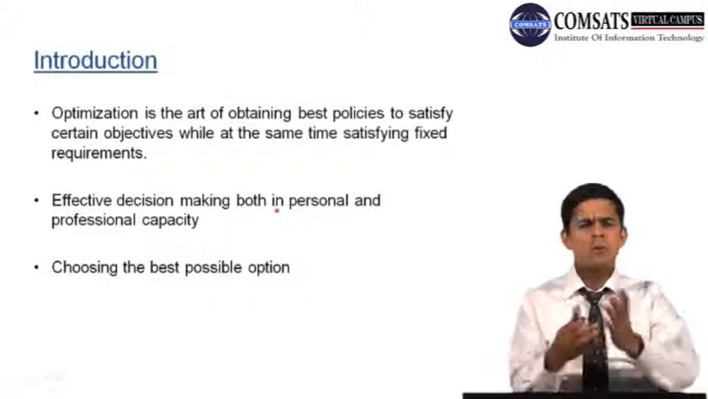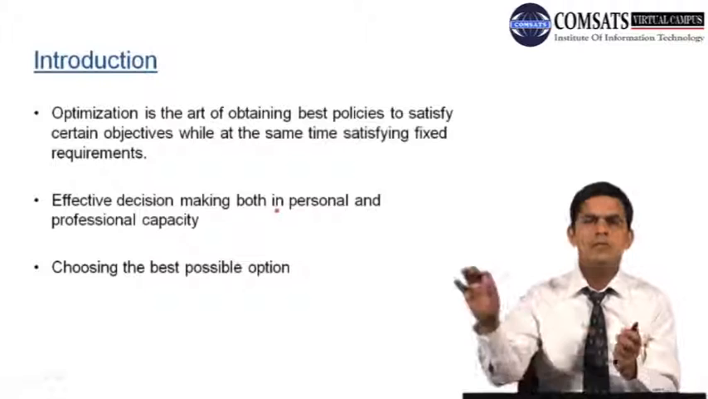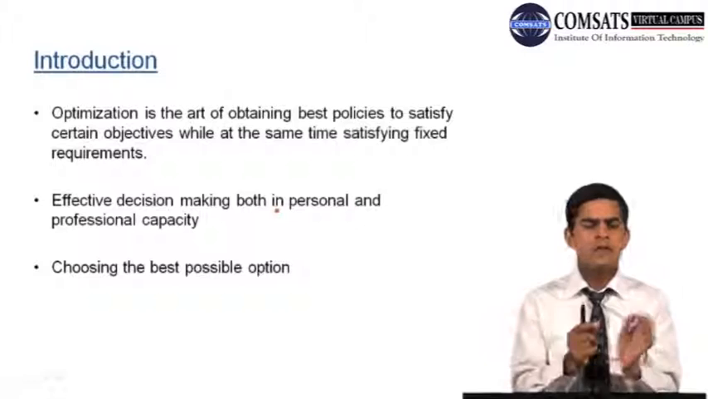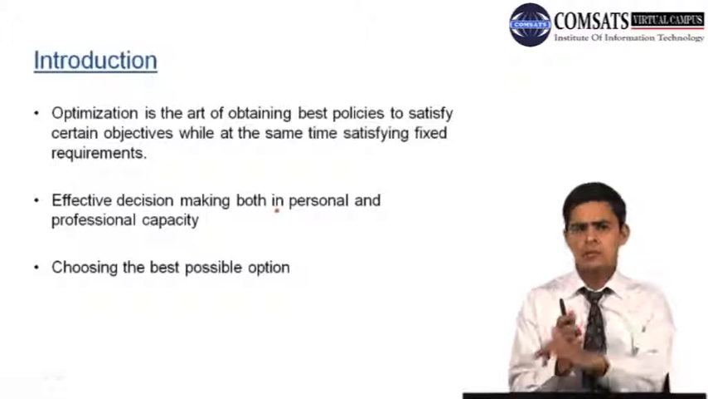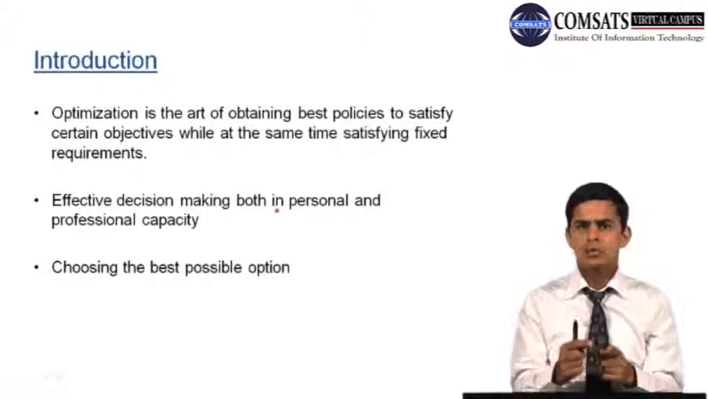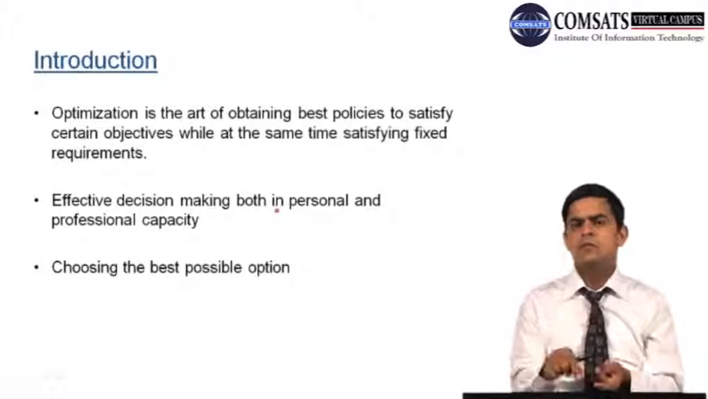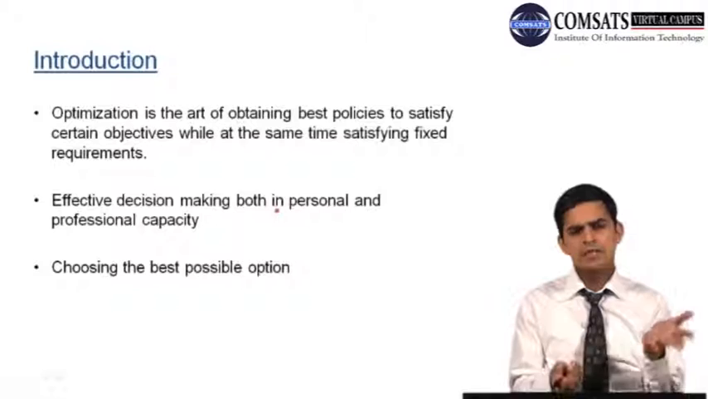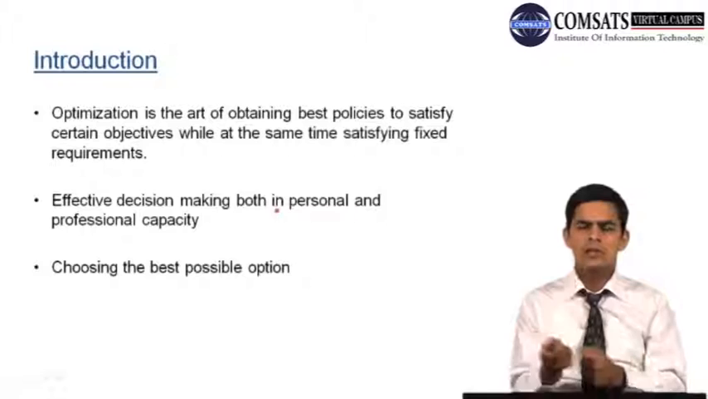That may not be the shortest route, because the shortest route might be crowded. It might have traffic on it, right? So all of these things will be under consideration. I want to go from A to B, but I want to get there in 15 minutes. So I want to choose the quickest possible option. So my objective is to go from point A to point B, but my fixed requirement is that I want to get there in just 15 minutes. So I want to obtain the best possible route. That's the best policy in this case, which satisfies my objective and also my requirement. So there is only one objective and one requirement.